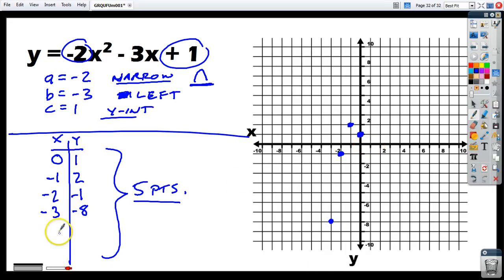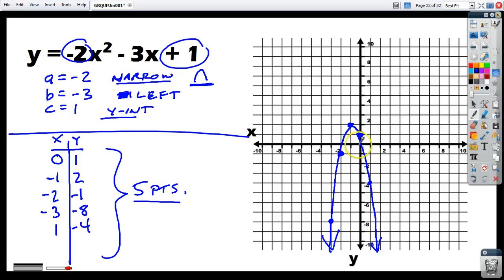Let's try positive 1. 1 squared is 1. Times negative 2 is negative 2. Negative 3 times 1 is negative 3. Negative 3 and negative 2 is negative 5. And negative 5 plus 1 would be negative 4. So I can go across to 1, down to negative 4. And with 5 points, I think I can see it clearly enough where I can sketch my graph as best I can, trying to connect the points.